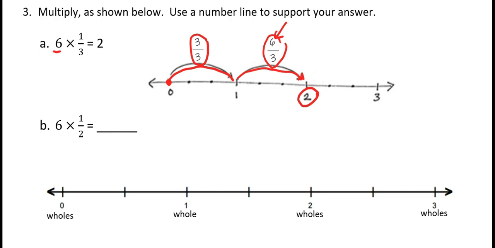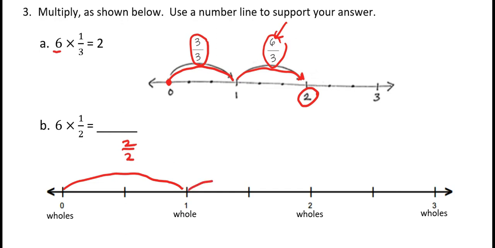On part B, I'm going to show 6 times 1/2. This means I need 6 groups of 1/2. Well, it takes 2 halves to make a whole, so when I jump from 0 to 1 whole, I've used up 2 halves. I have to keep going until I've used 6 halves.